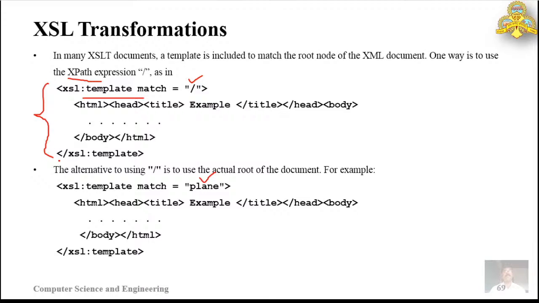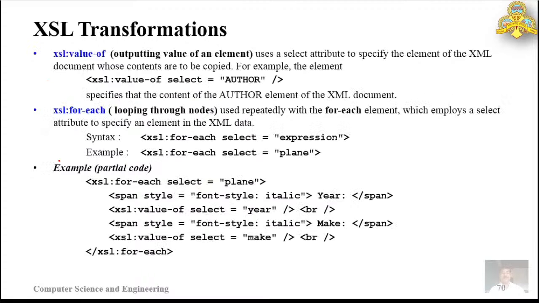Inside this we will use some XSLT tags that have some programming capabilities. One is xsl:value-of, the value-of tag, which is used to extract the value of an element, so outputting the value of an element. For example, value-of select equals author specifies the content of the author element in the document. So this is for one such element.